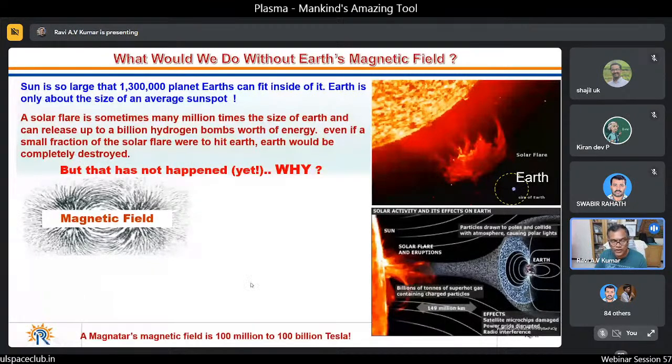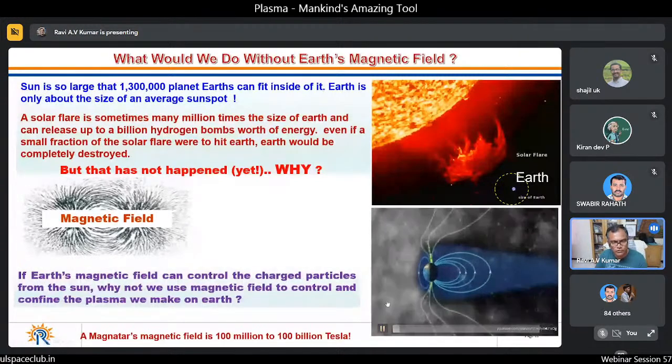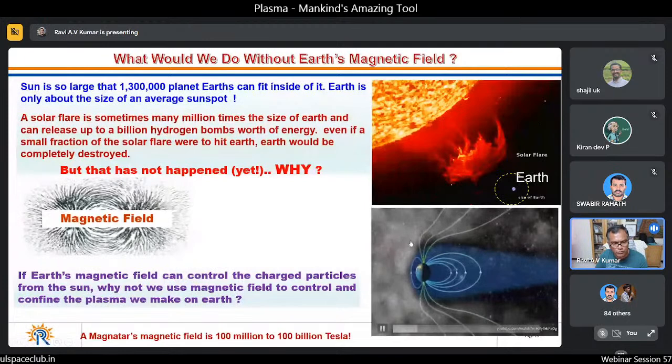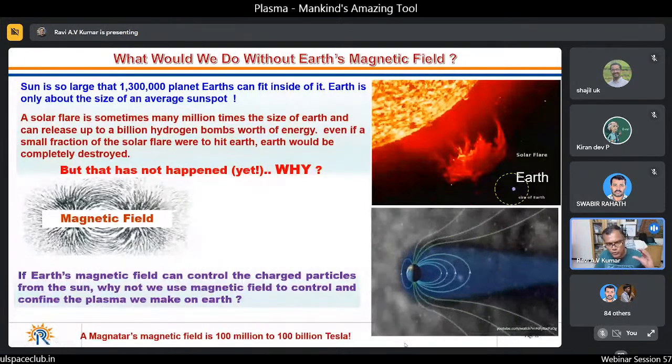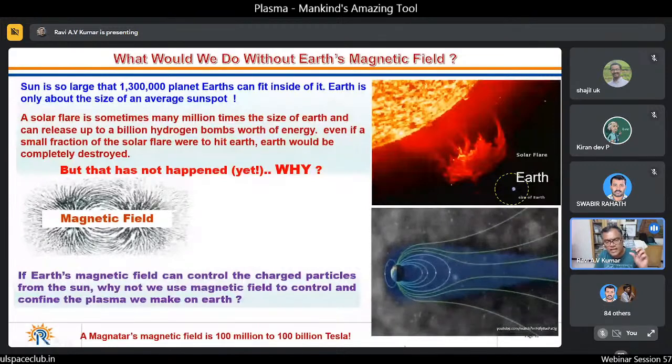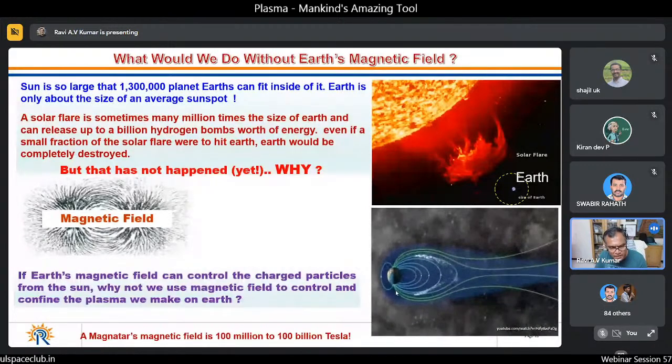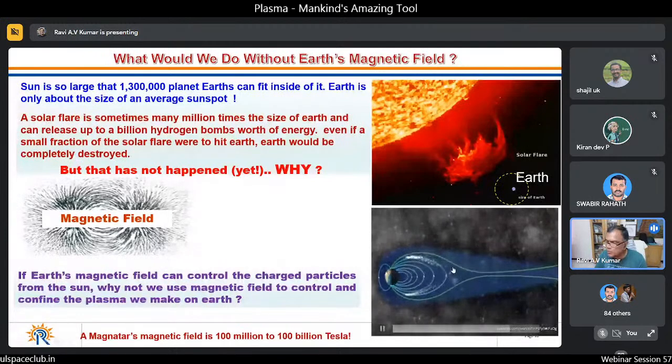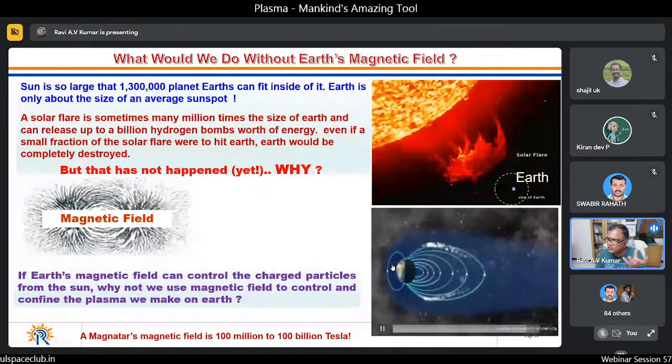Now, Earth's magnetic field, what it does is, it deflects the charged particles away from Earth. But even so, watch this video. You can see the charged particles from the sun coming towards Earth, and Earth's magnetic field is being pushed backwards. But there will be a point when these magnetic field lines reconnect. And through these reconnected lines, you have charged particles coming into the polar regions of the Earth.